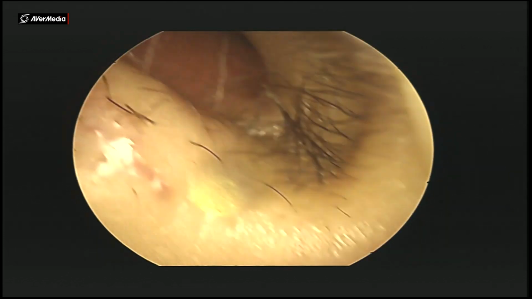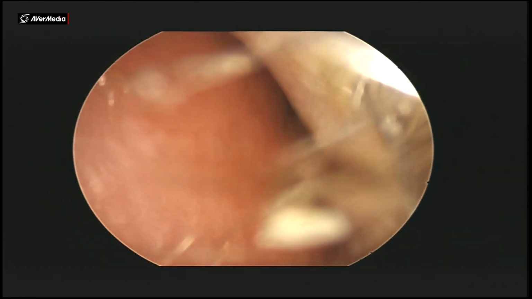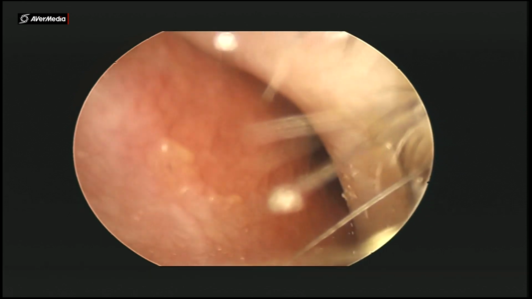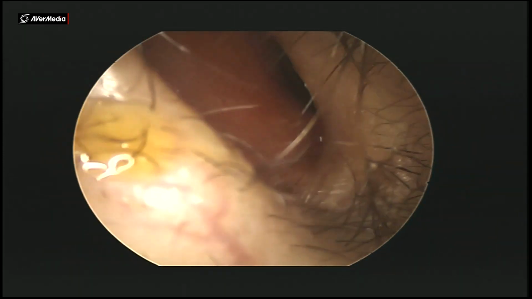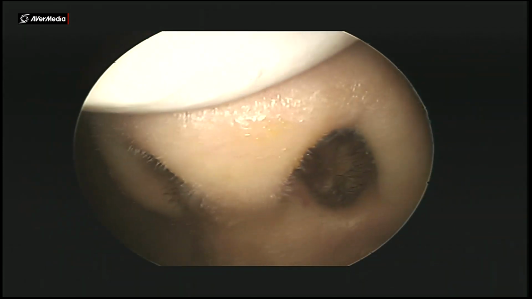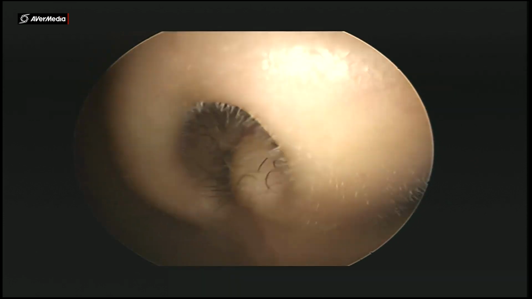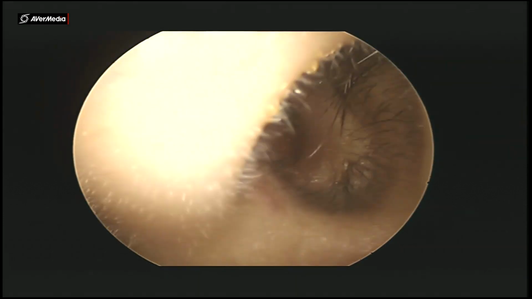So what I'm trying to show you right now is the patient's left nasal cavity with the endoscope, and you can see that there's a huge deviation towards the left side, very little passage for airway. That's the midline, and you can see a little bit of caudal dislocation on the right side.